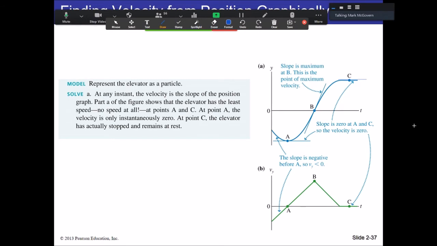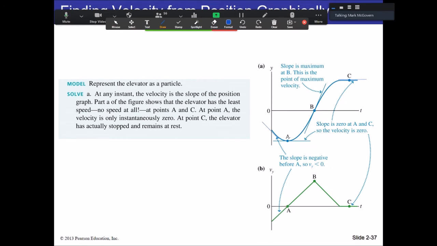So what's happening here? Well, we start off with a negative velocity, right? Because the slope, right when we start, looks like this. Slope, right when we start, looks like that. So that's a negative velocity. So we start off negative. By the time we reach A, we've come to a stop. So the velocity starts negative, and it decreases. When we get to A, we've come to a stop.